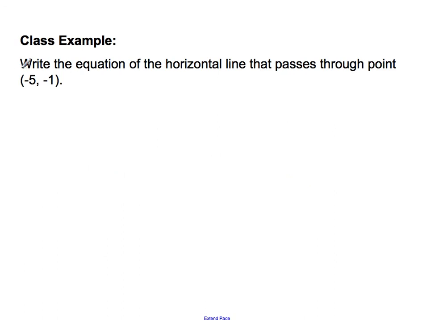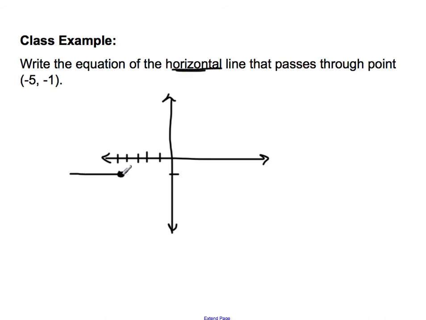Write the equation of the horizontal line that passes through the point (-5, -1). Okay, well, let's just draw a picture. And again, negative 5, negative 1: 1, 2, 3, 4, 5, negative 1. Okay. And we want a horizontal line. Horizontal is like the horizon. It goes side to side.